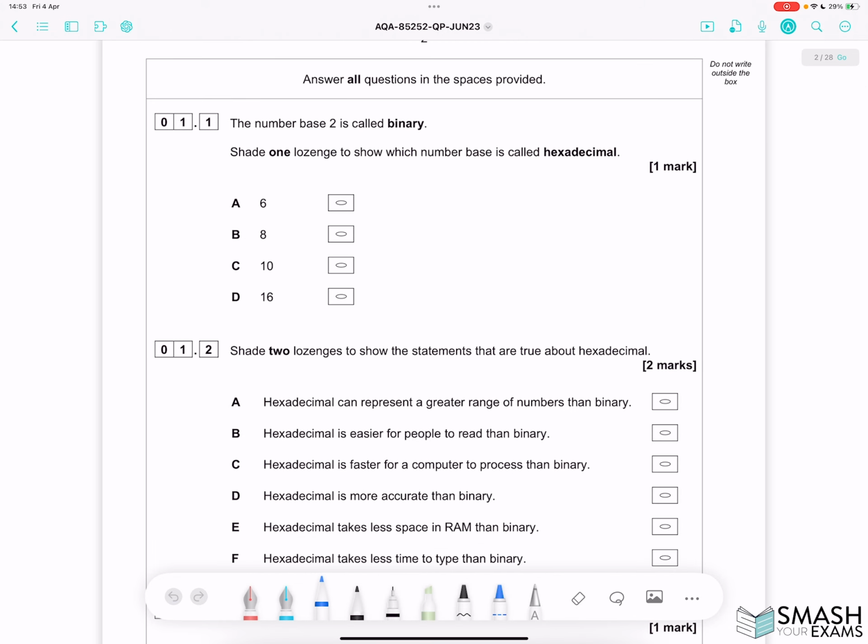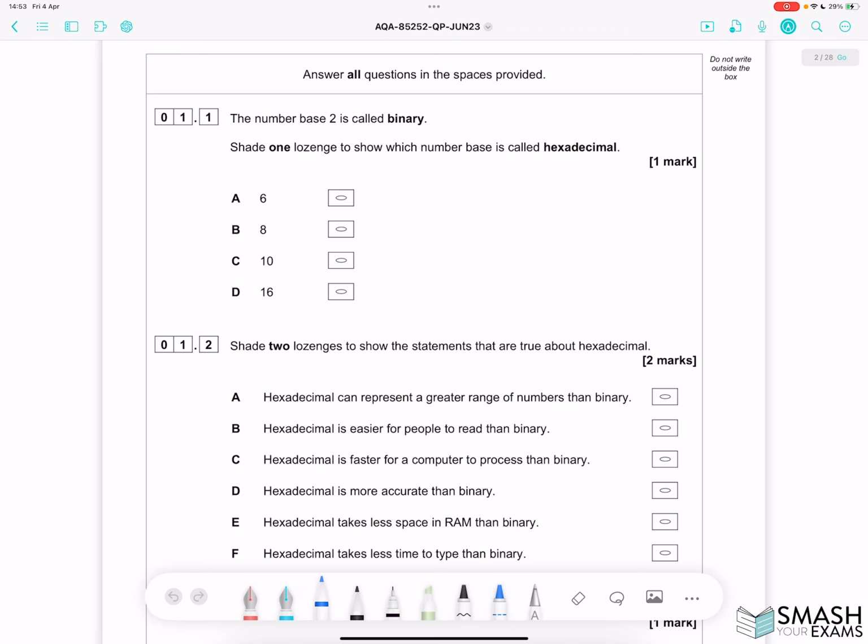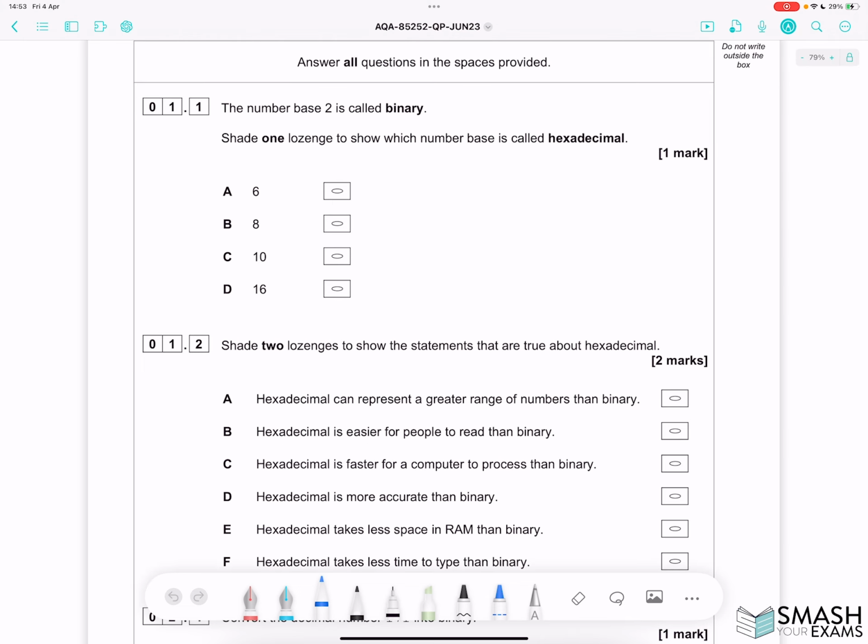Now you will find most of the paper 2s will begin with multiple choice style questions at the beginning. It's always quite low stakes, and then it'll dive into a little more detail as you go further through. So the first one here asks us to take a little look at shading one of the lozenges, and it says the number base 2 is called binary.